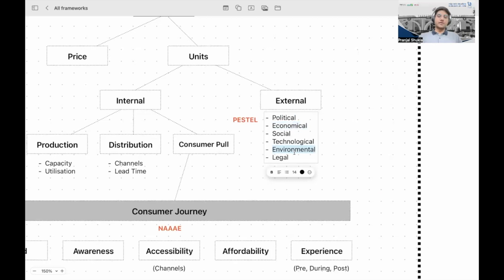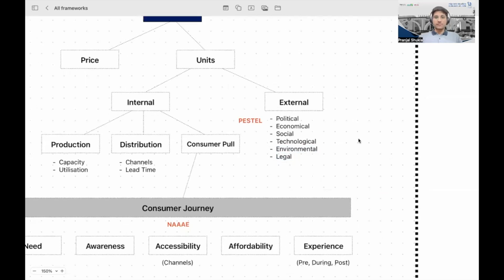Environmental reasons, again, very understandable. If there are certain regulations put in to curb certain environmental degradation practices which your company is doing, you might want to take a look at that. And legal again would mean any kind of tariffs, trade control practices which the government is taking into account. So that is what we are referring to.